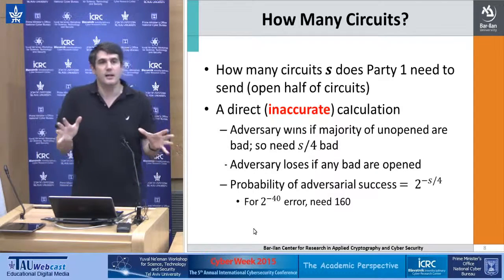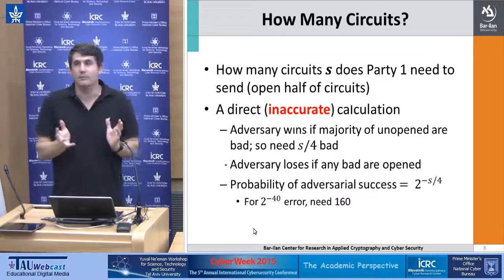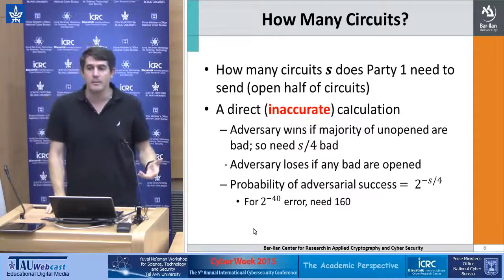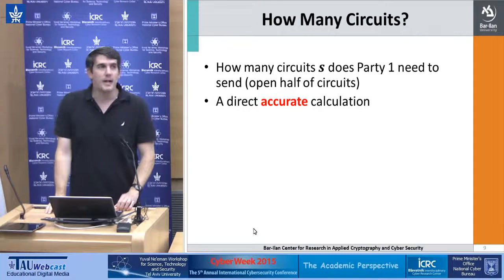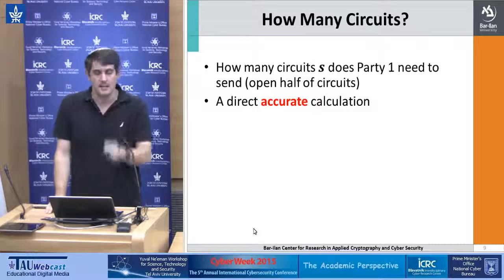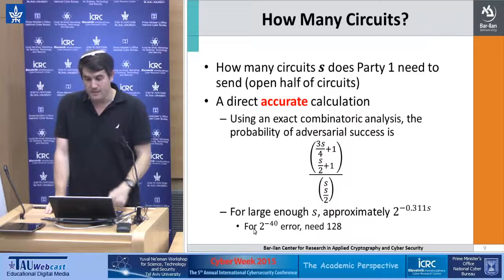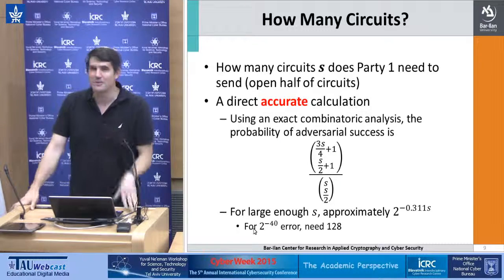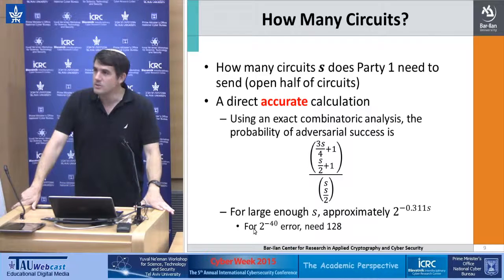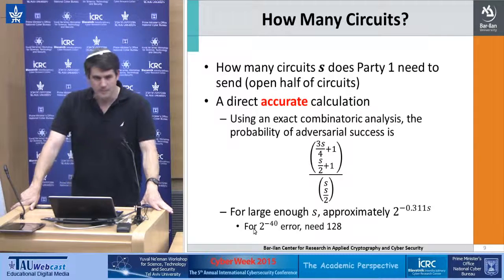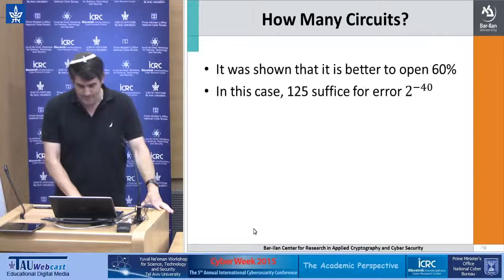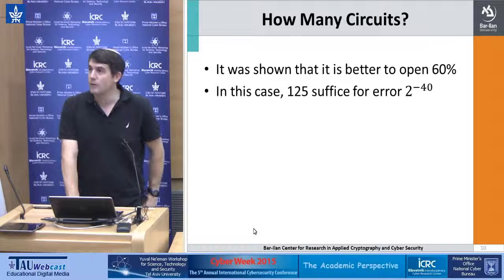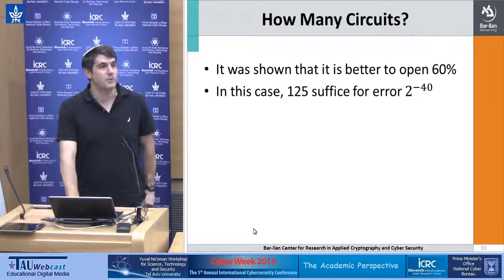So you have this calculation, but it is not accurate because we're not opening each one separately with probability 1 half, we're opening a half, so we actually have a very different combinatorial game, and it's not 160 circuits we need. When you do an accurate calculation, and here we worked very hard to get it right because it has a ramification on the efficiency, we get a horrible-looking equation, but it comes down to 2 to the minus 0.311s when you use an approximation, and we need 128. So 128 is significantly better than 680, which is what we started with, but it's still pretty bad. Shen and Shelat in 2011 showed that if you open 60% rather than 50%, then you can do better and get it down to 125.